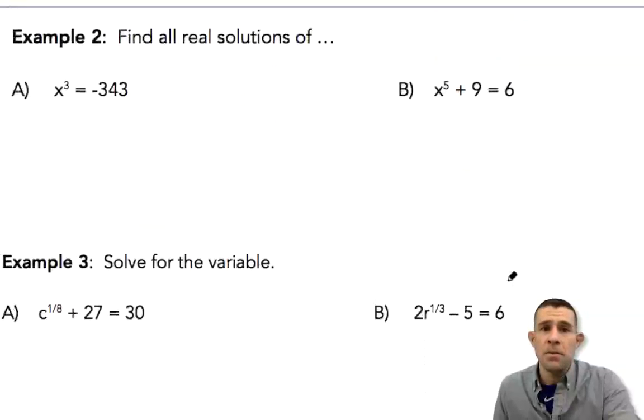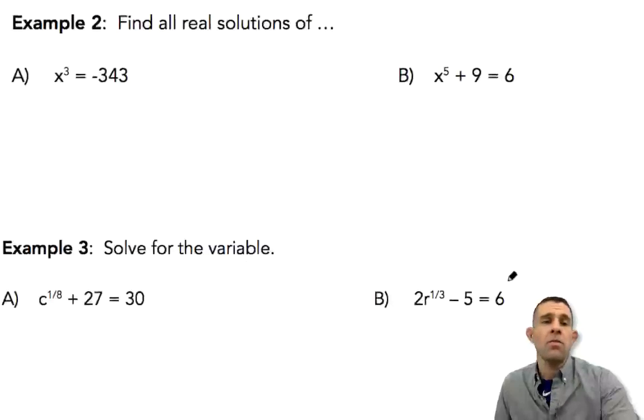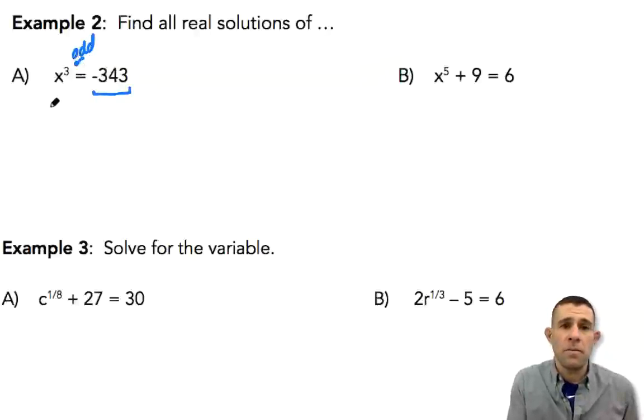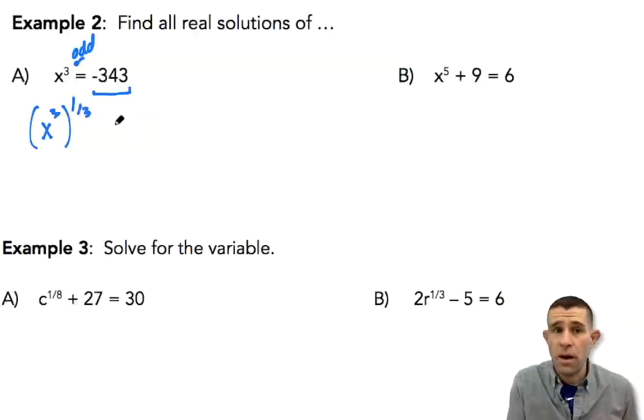All right, example 2 now wants us to find all real solutions of the following equations. So when I see I have x cubed equals negative 343, I recognize that my power here is odd and my result here is negative. So I'm looking for a negative number here. Well, to undo this cube, I'm going to take the cube root, or in other words, the 1/3 power.